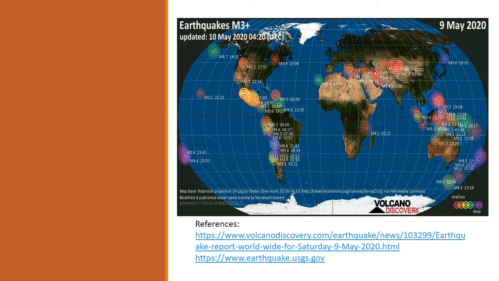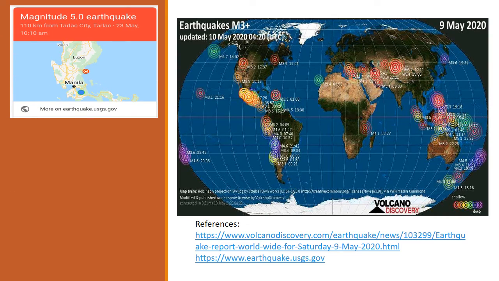What can you say about this picture? It is a picture of what? Yes, it is a picture of the world map. And what can you say about this? Can you tell something? Yes, it is a picture showing the recent seismic activity or earthquakes around the world last May 9, 2020. And another picture shows an example of a recent earthquake in the Philippines with a magnitude of 5.0 in Tarlac City last May 23, 2020.